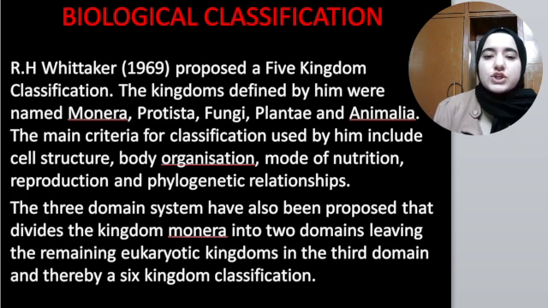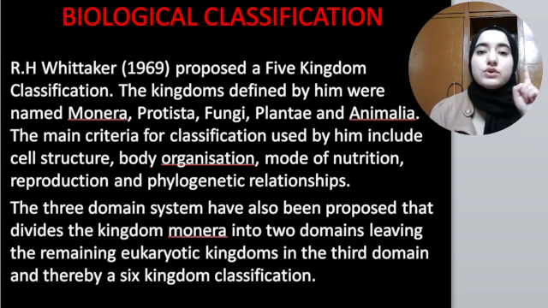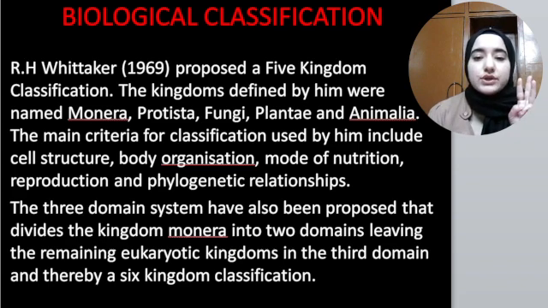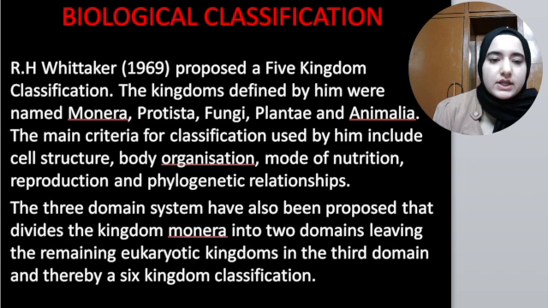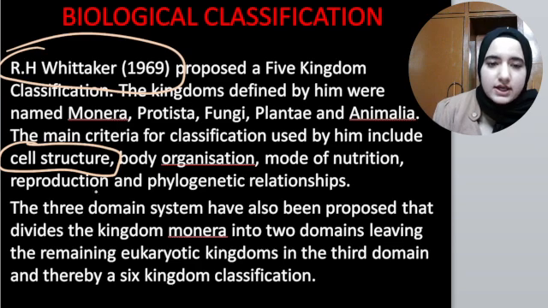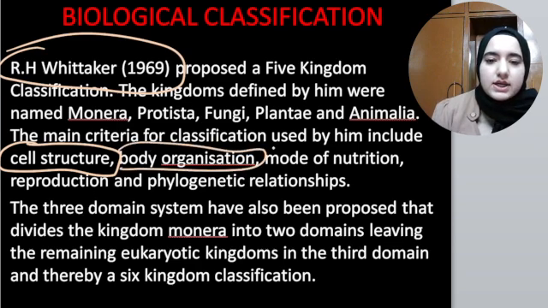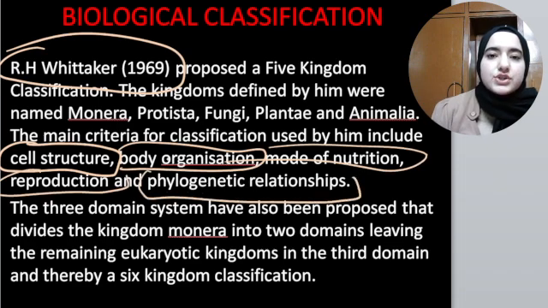And this classification includes each and everything. It includes cell structure, mode of nutrition, mode of reproduction, in fact habitat, and evolutionary relationship, yes, sometimes, not usually. These characteristics were involved in five kingdom classification. It was given by R.H. Whittaker in 1969. He included cell structure, body organization, mode of nutrition, reproduction, and phylogenetic relationships. Phylogenetic relationships are evolutionary relationships, right?